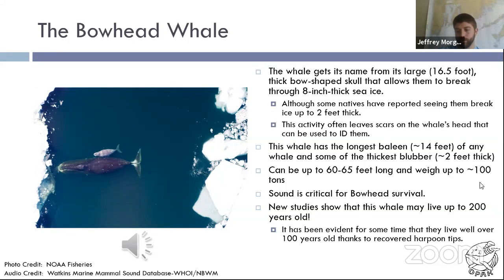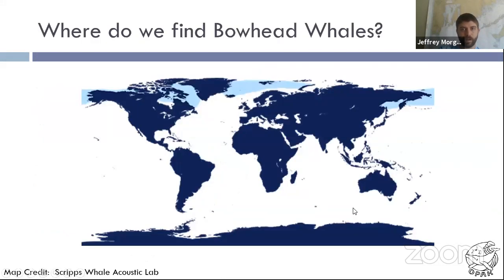Bowhead whales will eat about 220,000 pounds of crustaceans and krill in a year. So they do eat a lot. They're foraging all the time. And they are happy with krill and other small fish. Our bowhead whales, again, are living in the Arctic or the northern part of our planet in cold, icy waters.